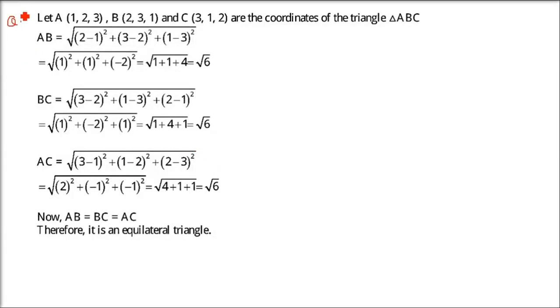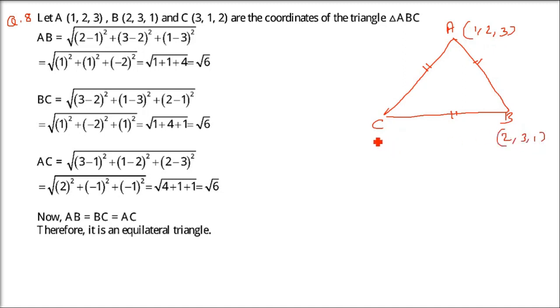Now question number 8. Prove that the triangle formed by joining the 3 points whose coordinates are (1, 2, 3), (2, 3, 1), (3, 1, 2) is an equilateral triangle. So equilateral triangle means all the sides have to be equal. Just use the distance formula: find AB, then BC, then AC. So find out the distance and see whether they are equal or not.